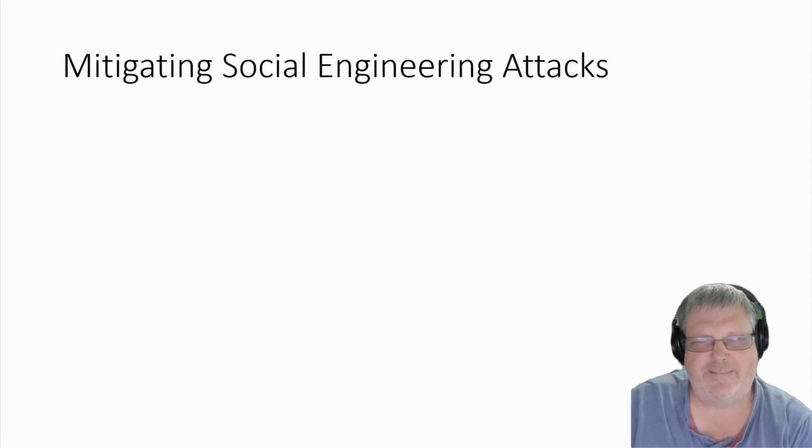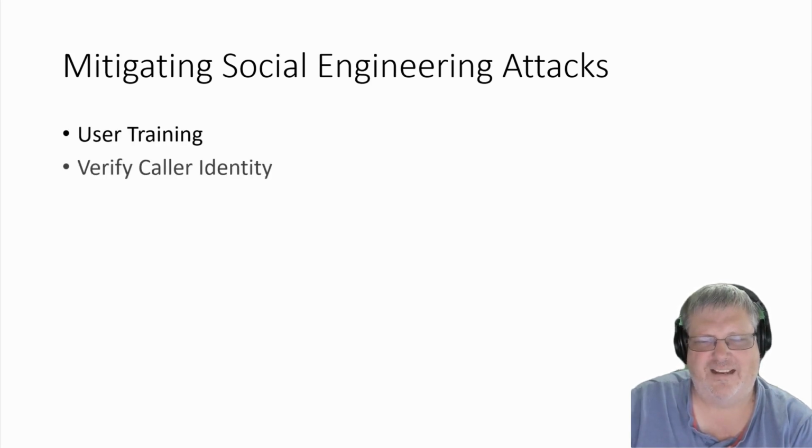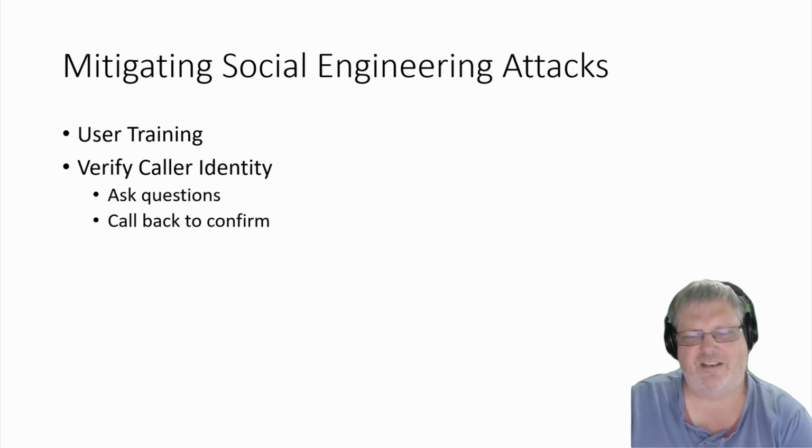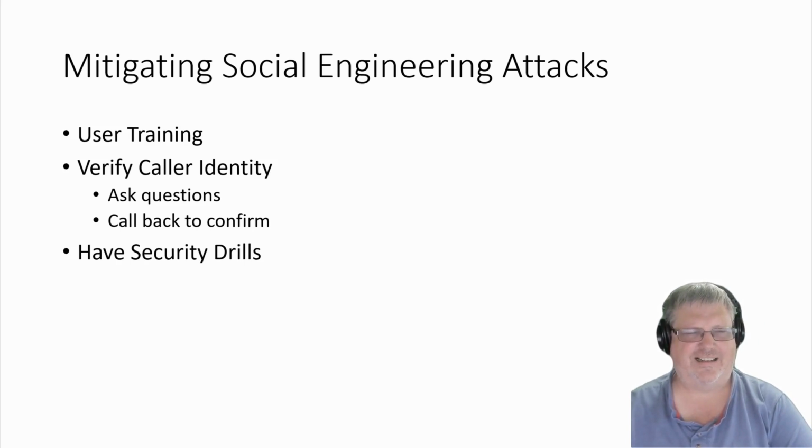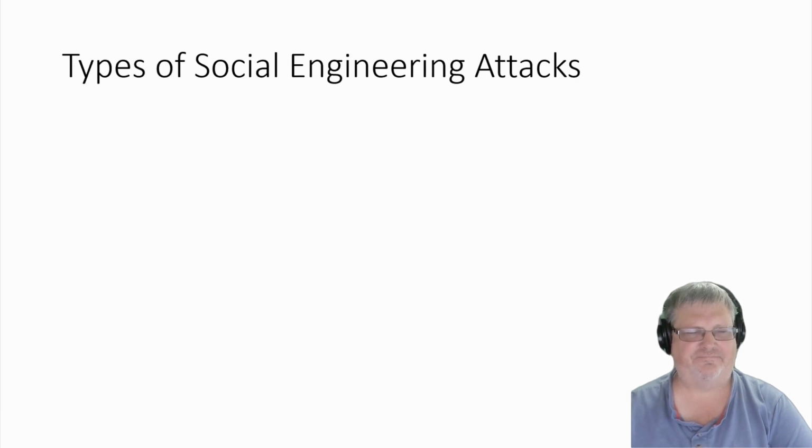Some ways to mitigate social engineering attacks are user awareness training and verifying caller identity. You need to ask questions of the caller. Call the person back from a known number that you know of, to confirm. And also have security drills and practices with your IT staff.